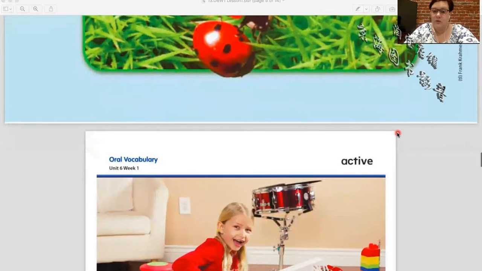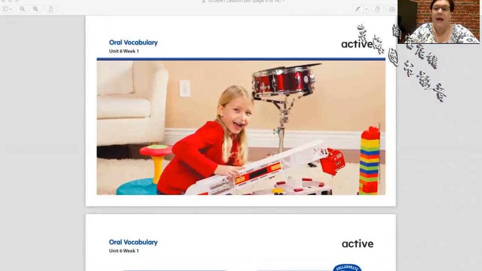Let's learn our new words. Okay, so our first word is active. Active. Okay, active means to be moving around a lot. So when you are active, you are moving around a lot. Okay, so when we move around a lot, we play with different things. Maybe we're running around, maybe we're playing an instrument. So we're always moving when we're active, okay? So if I were sitting very still, would I be active? No, because I'm not doing anything. What if I was sleeping?